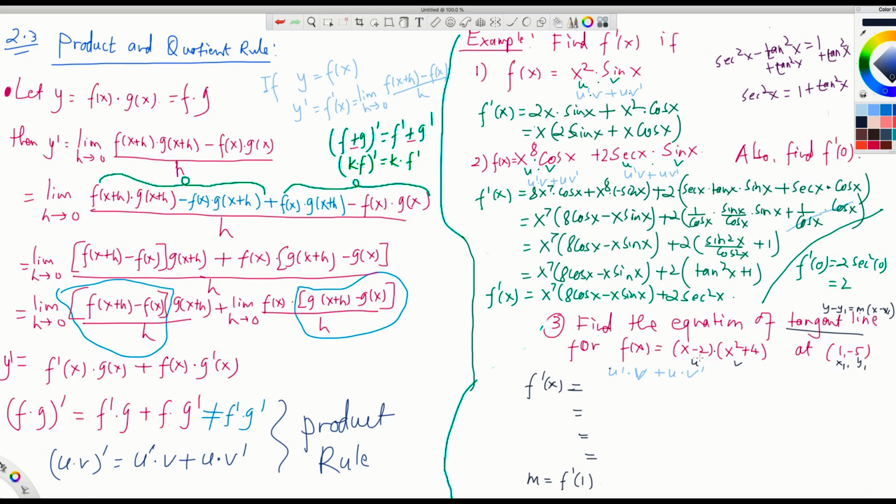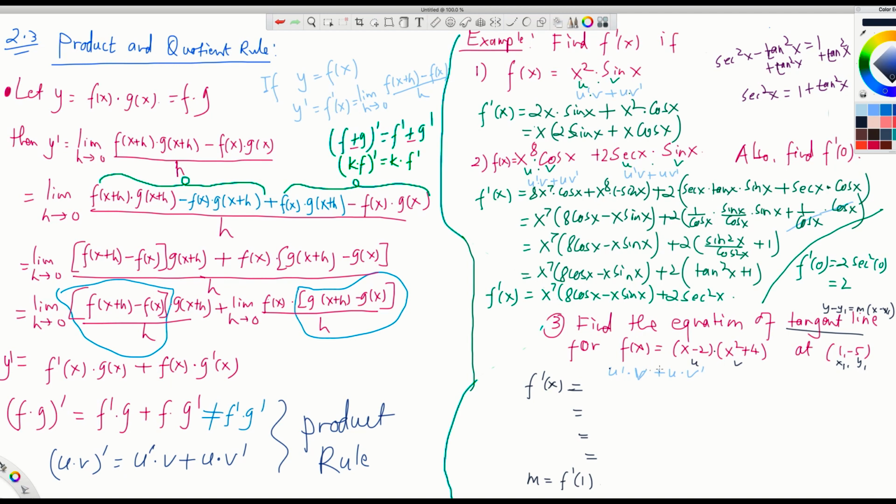So what is the product rule here? Because it is x minus 2 times x squared plus 4. Since there is no exponent outside the parenthesis, you can FOIL it. Instead of using the product rule, you can FOIL it and use the regular derivative formula. But I like the product rule because you don't have to FOIL it. Okay, so let us do that. U is x minus 2. V is x squared plus 4.